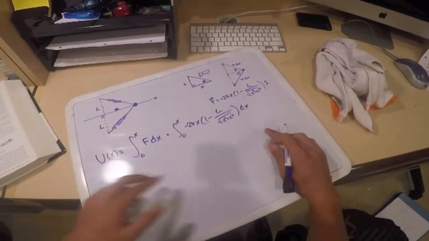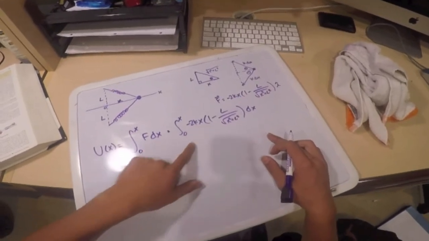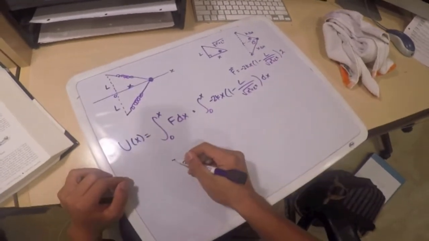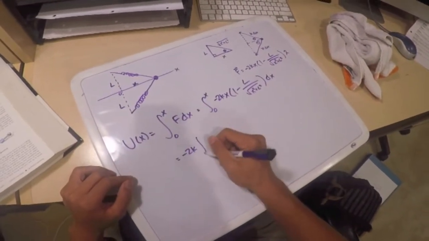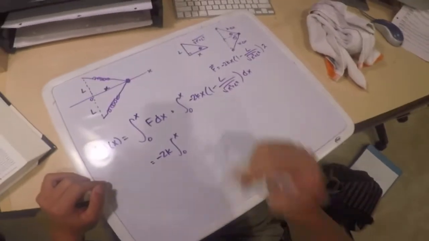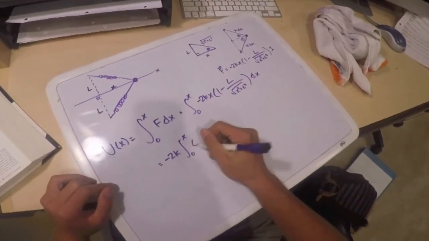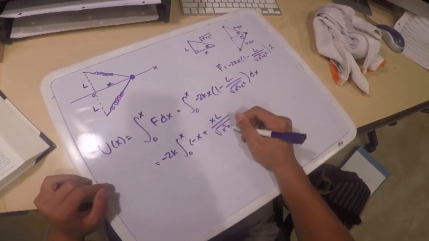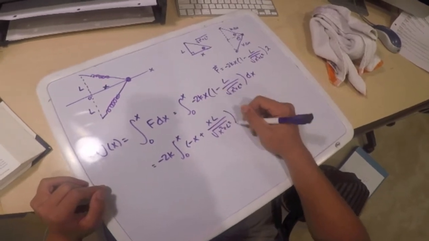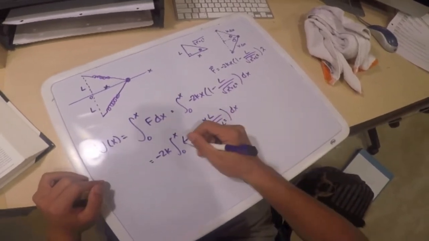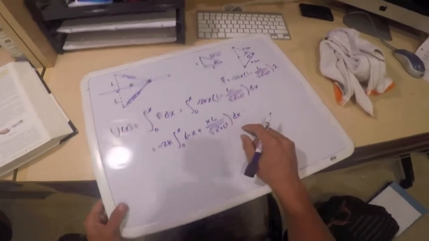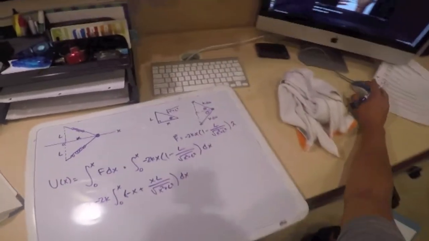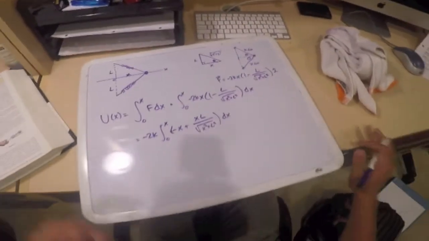Well, we're going to take this negative 2k out, and then we're going to distribute the x. So we have negative 2k times the integral from 0 to x of negative x plus xL over the square root of x squared plus L squared. Remember, when we have dx on the side here, that means everything besides x is a constant. So we're going to ignore the L's and just look at x.